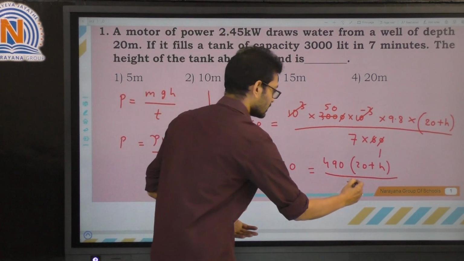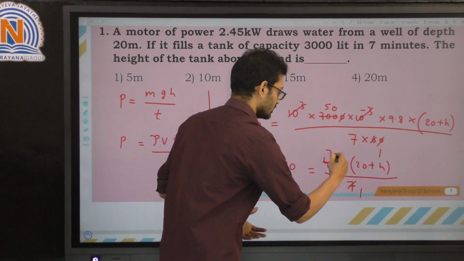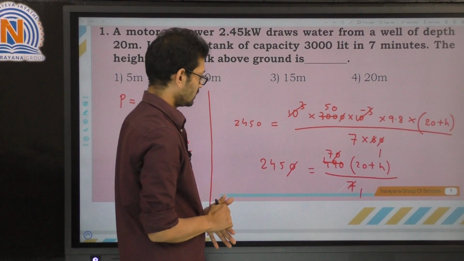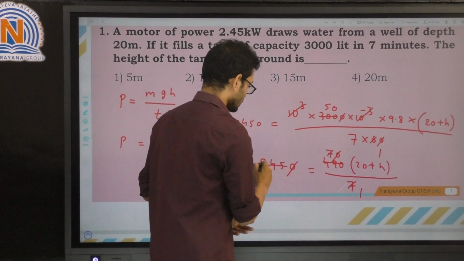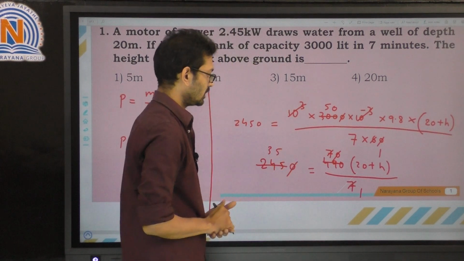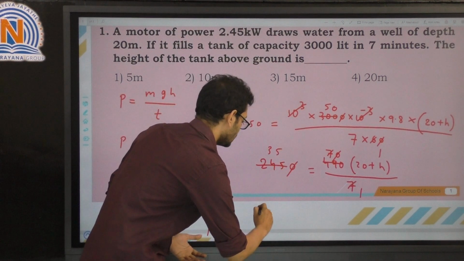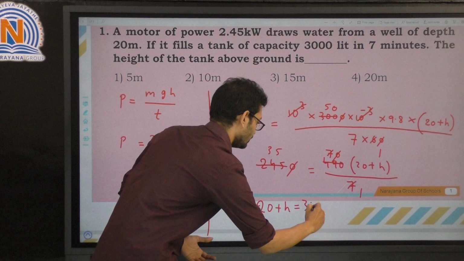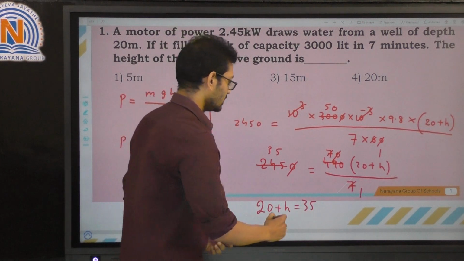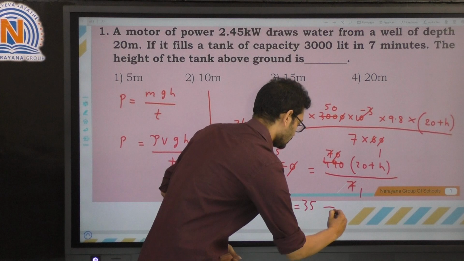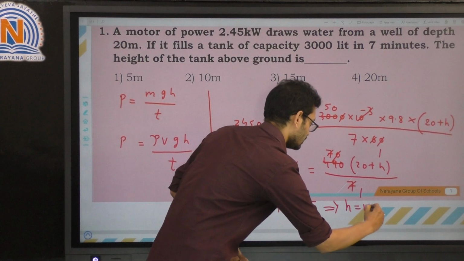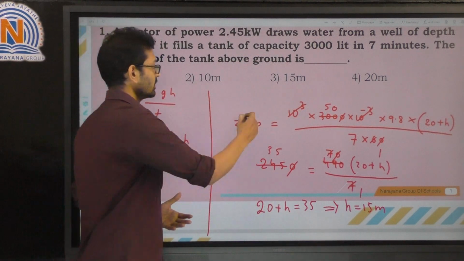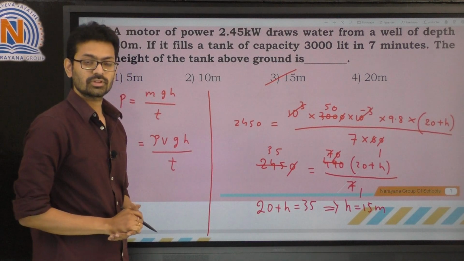Now here 7 ones are 7, 70s are 0 gets cancelled, and 7 ones are 7, 35s are 35. You will have 20 plus h is equal to 35, and from this equation h is equal to 15 meters. So which option is it? Option number 3. Hope this question is clear for you.